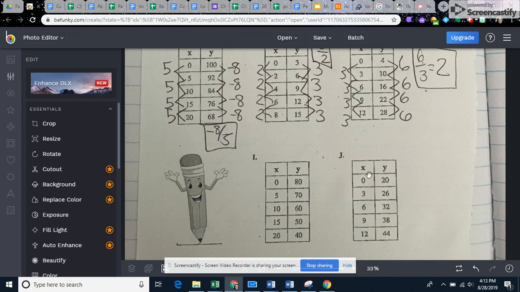Now this leaves I and J for you to try on your own. When you have I and J complete, come see me and you'll get a green stamp for page 10b.